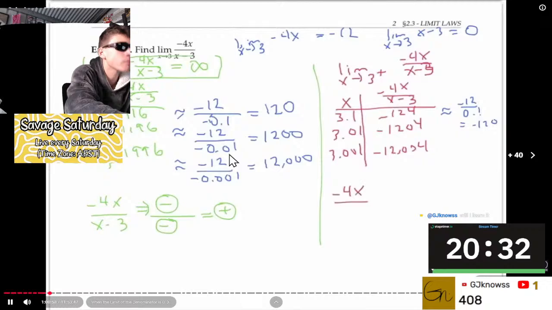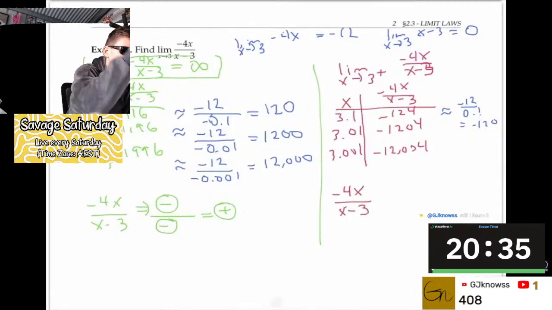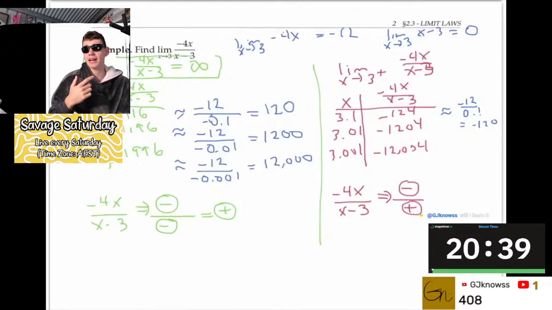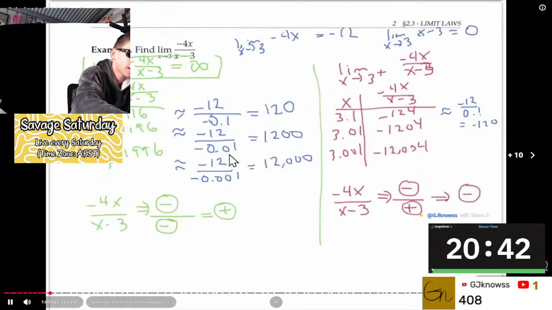Like before, if we consider the signs of our numerator and denominator, we can see that as x goes to 3, our numerator is a negative number, but our denominator is a positive number since we're approaching from the right direction, and therefore our quotient is a negative number.